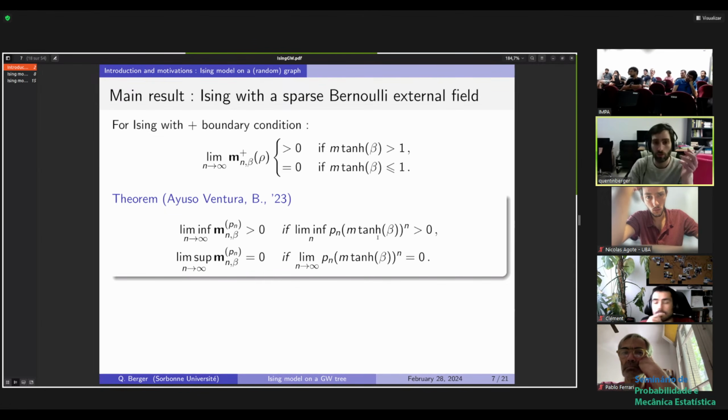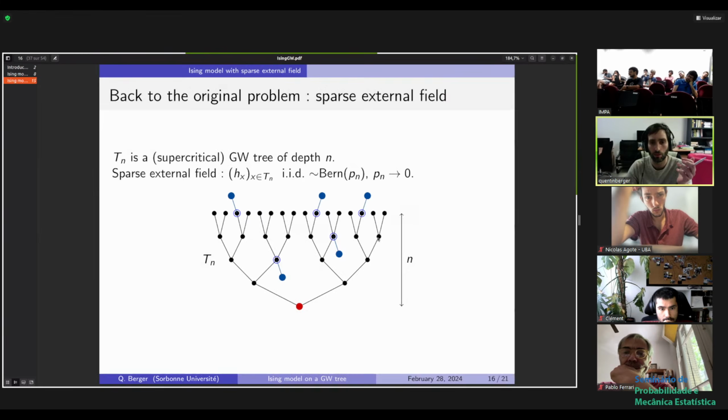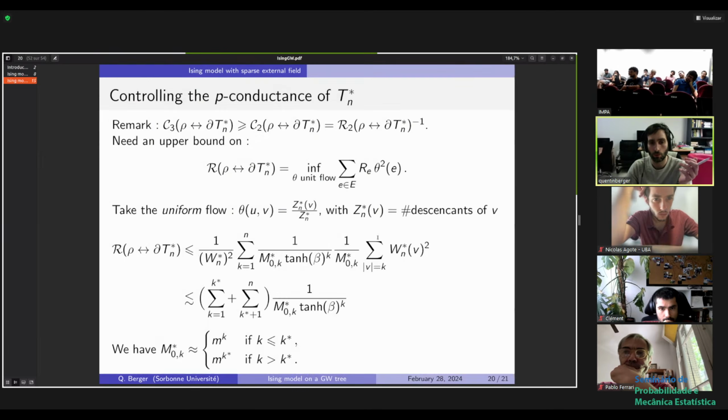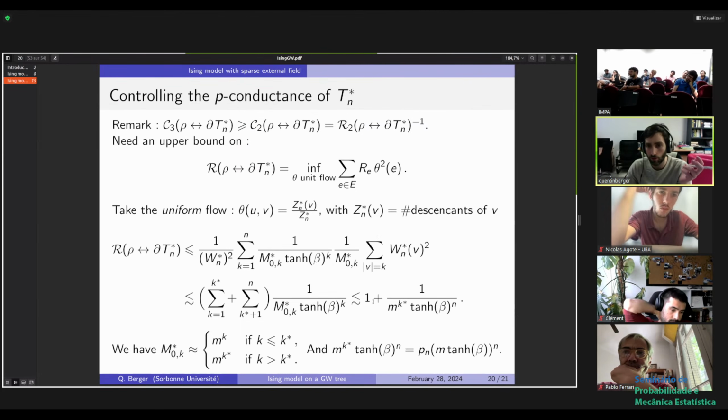So what we have is actually a good control of the p-conductance, and the p-conductance is roughly the magnetization. So we have a control of the magnetization, and the p-conductance, if I put the last slide, you have this bound, right? And this m to the k star is actually p_n m to the n. So I think we have a good control.